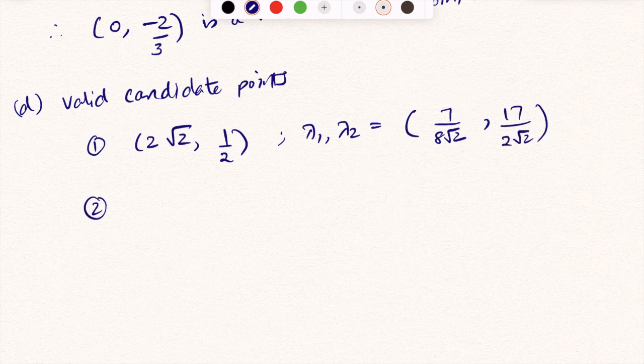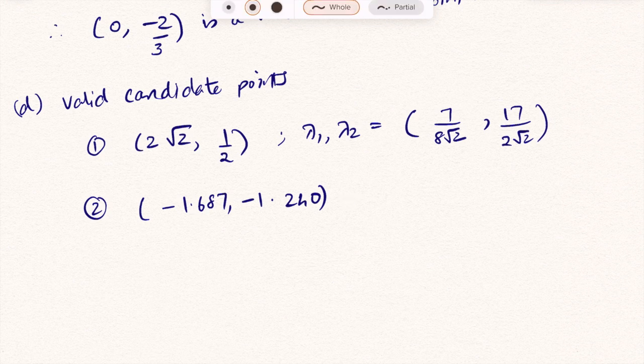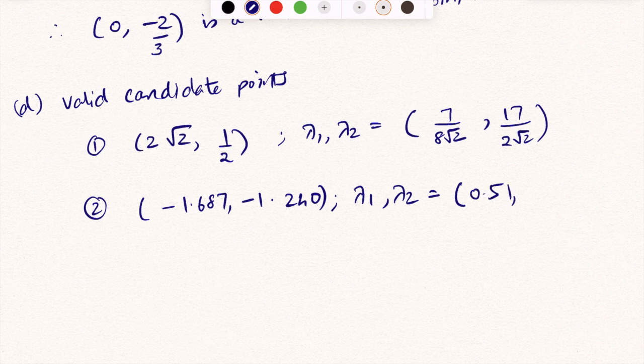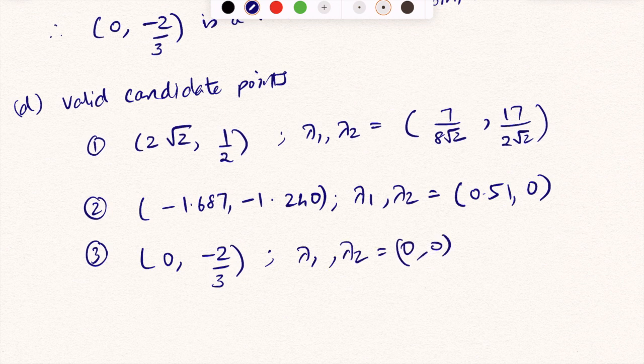The second valid candidate point was (-1.687, -1.240) with lambda 1 and lambda 2 being equal to 0.51 and 0. And the last candidate point that you just found is (0, -2/3) with lambda 1 and lambda 2 both being equal to 0. So we have 3 valid candidate points.